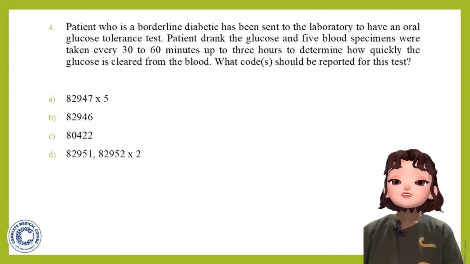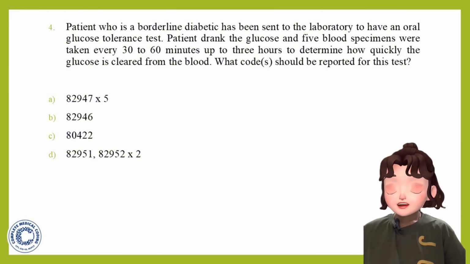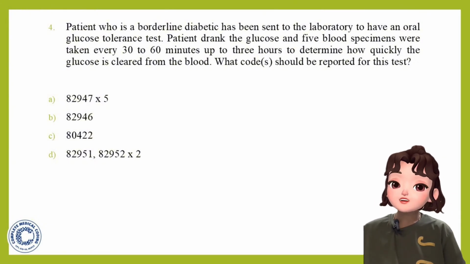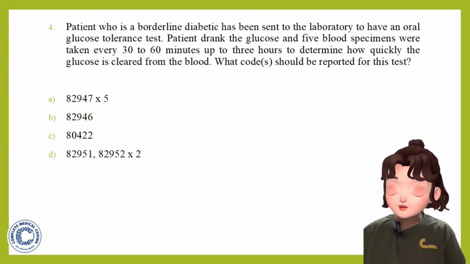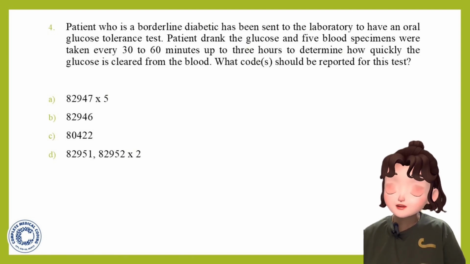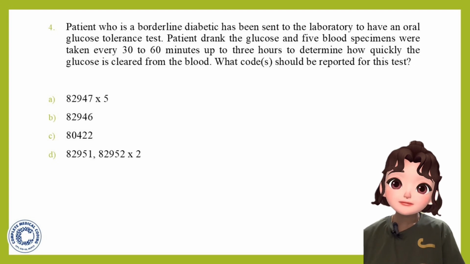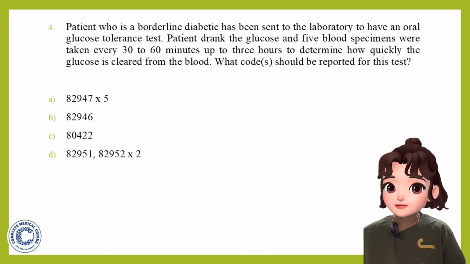So what codes should be reported for this test? You have to find the code for GTT. It's a simple one. If you go to the first option, 82947, those who are working in medical centers or hospitals will know this code. 82947 is the code for fasting blood sugar. That is not the code for GTT, so it's wrong.